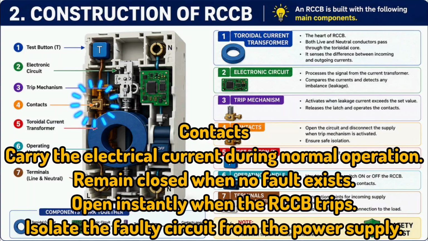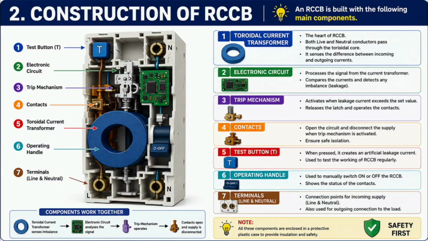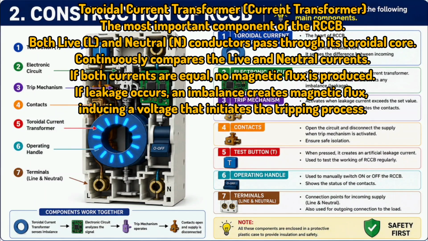Contacts carry the electrical current during normal operation. Remain closed when no fault exists. Open instantly when the RCCB trips. Isolate the faulty circuit from the power supply. Toroidal current transformer, current transformer. The most important component of the RCCB.